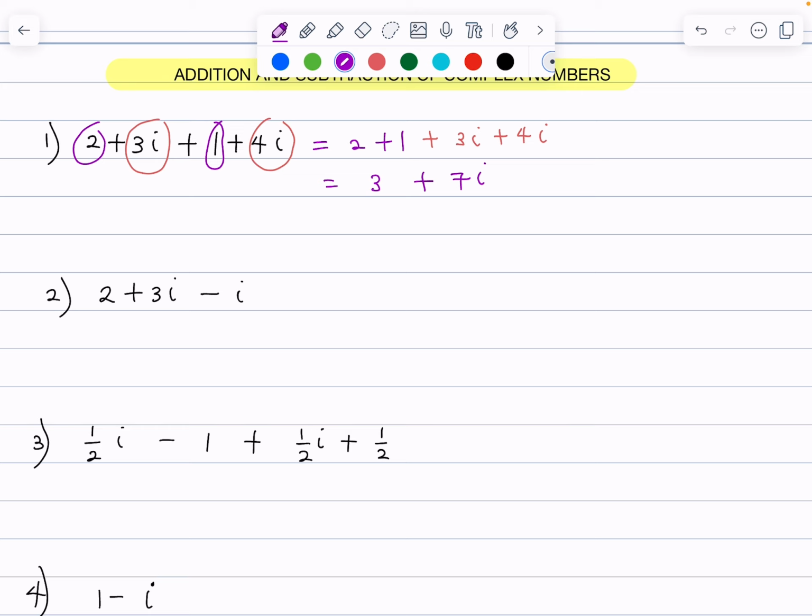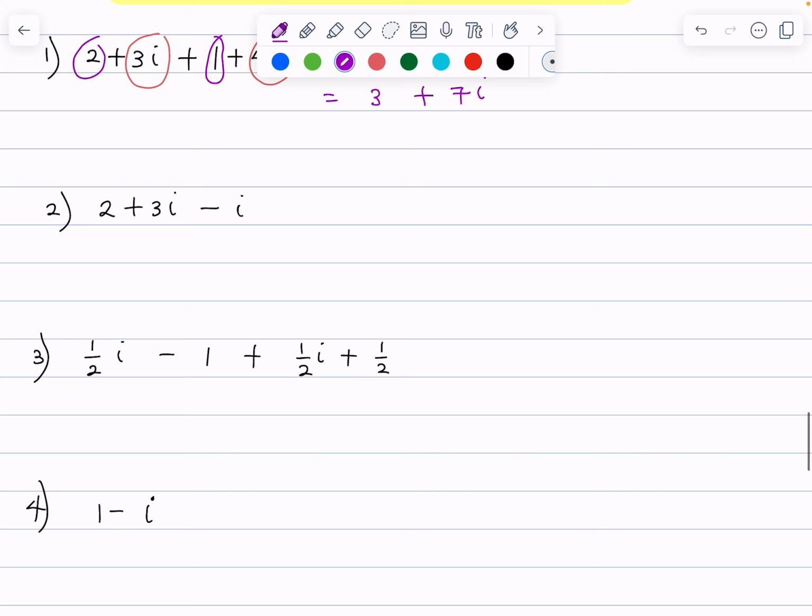Okay, so now let's look at this other example. If you look at this one, you have 2. It is without I, right? And if you look at all the other terms, they have I. So all I have to do is to bring the 2 out. Now these other terms, they have I, so I have to bring them together. I have to add or subtract them, right?